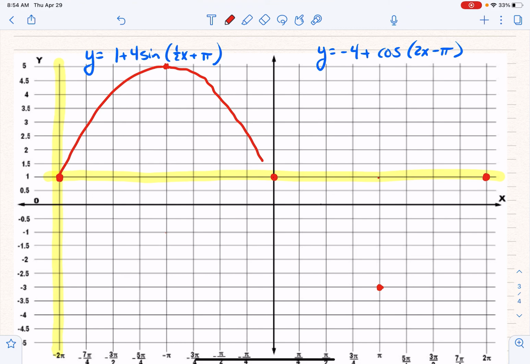Oh, man, that part got ugly. Let's try that again. There we go. Okay. And there we go. Something like that.